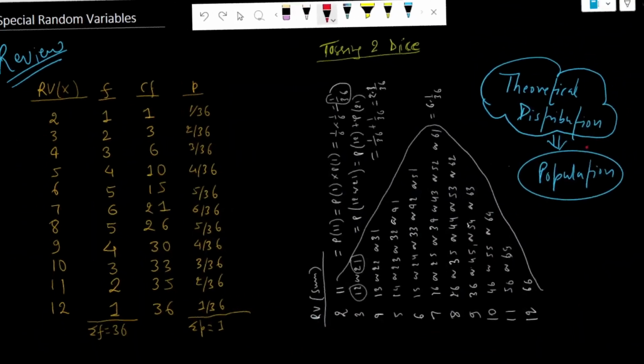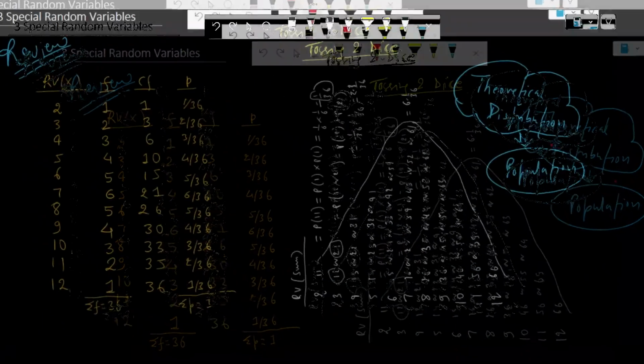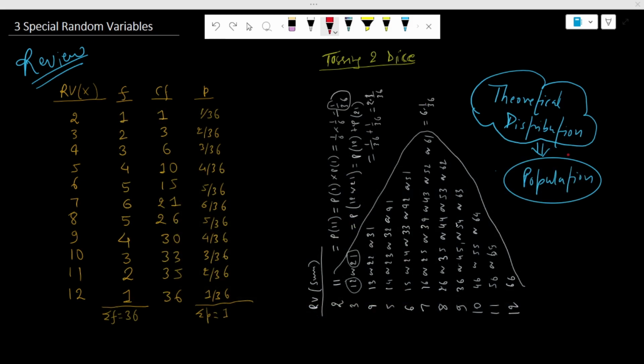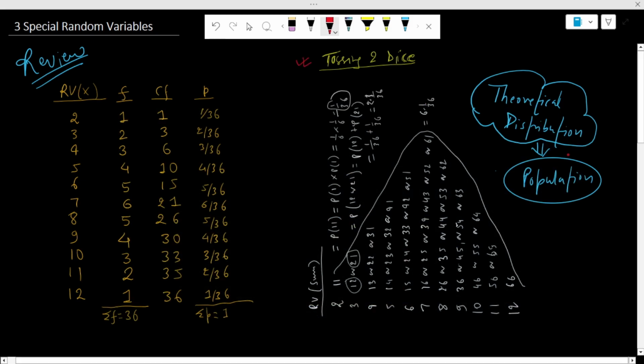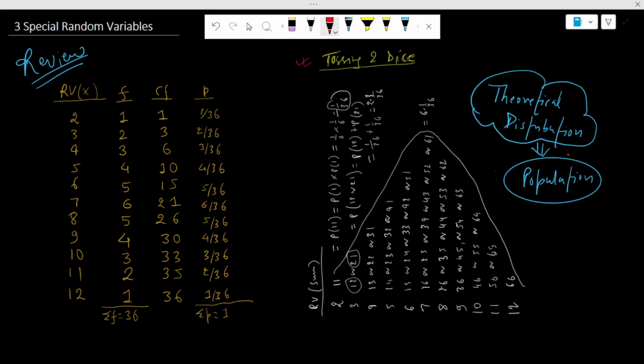In this video, we'll discuss the special random variables, and let us see it once again through the example of tossing two dice. We have already seen this example in our previous video on random variables. When we toss two dice, we make the list of all the possible events or outcomes, and then we create a random variable. Let us say it is x, and here the random variable is the sum of the numbers appearing when we roll the two dice.